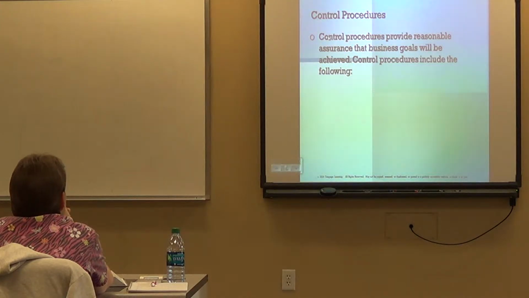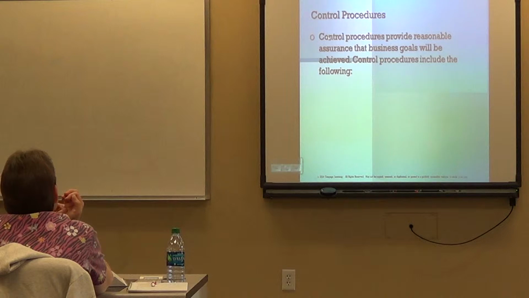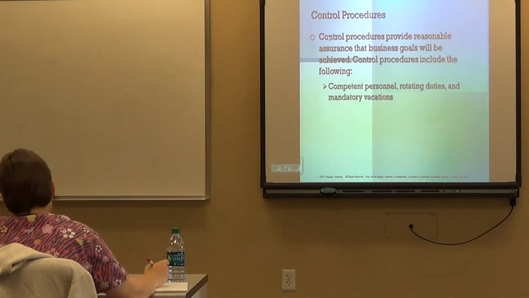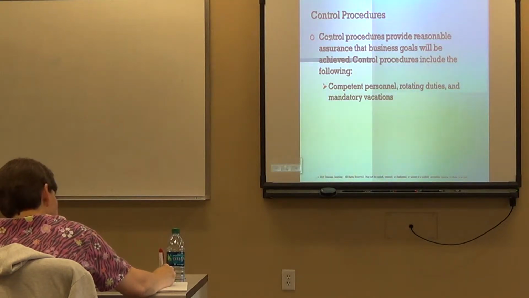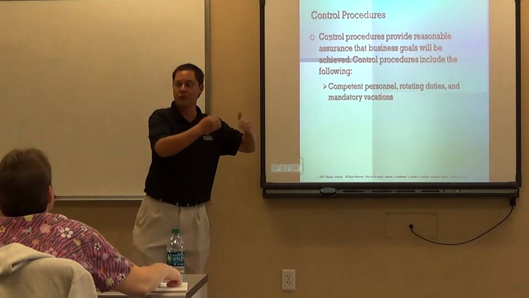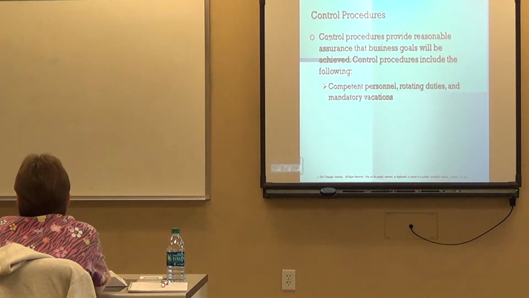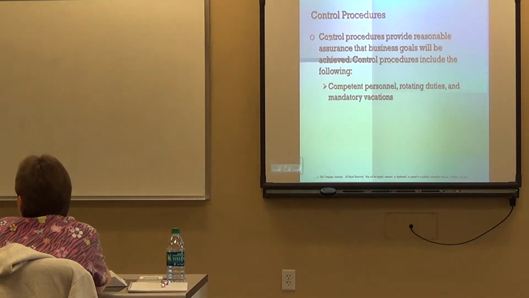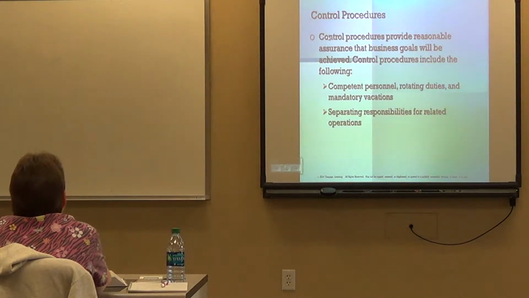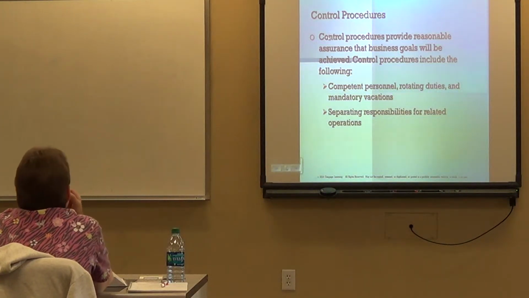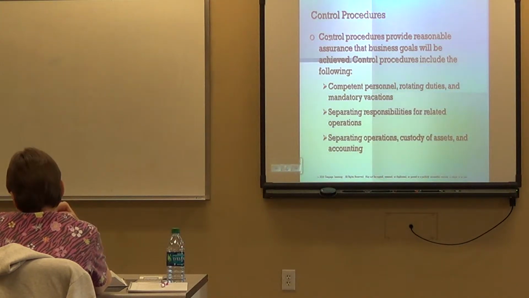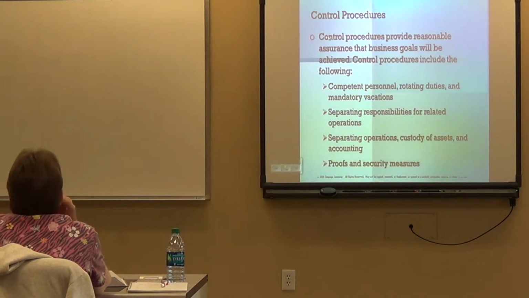All right, so some of the control procedures: we want to provide reasonable assurance that we reach the business goals, and they may include hiring the right people, putting them in the right places, rotating those duties, and providing mandatory vacations. What we're doing there is putting the right people in place, not having them all do the same thing over and over again, because if you do, there could be an issue. And then having them take the vacations. And then separating responsibilities for related operations. The person taking the cash at the cash register at the store shouldn't be the one depositing the money, right? Because some of that may disappear in the transaction. So having that separation of duties is what we'll talk about, especially when we talk about cash handling and how that works. So separate the operations, custody of assets, like I just said, and then proof and security measures as a part of that.